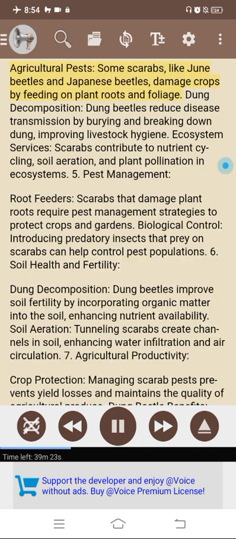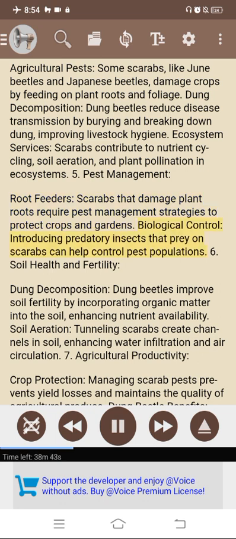4. Economic importance. Agricultural pests. Some scarabs, like June beetles and Japanese beetles, damage crops by feeding on plant roots and foliage. Dung decomposition. Dung beetles reduce disease transmission by burying and breaking down dung, improving livestock hygiene. Ecosystem services. Scarabs contribute to nutrient cycling, soil aeration, and plant pollination in ecosystems. 5. Pest management. Root feeders. Scarabs that damage plant roots require pest management strategies to protect crops and gardens.